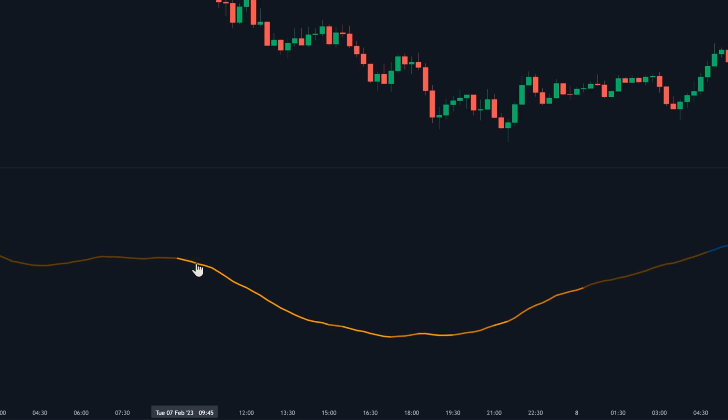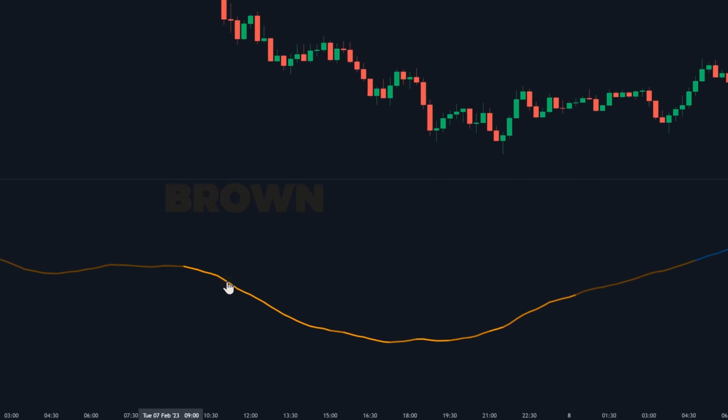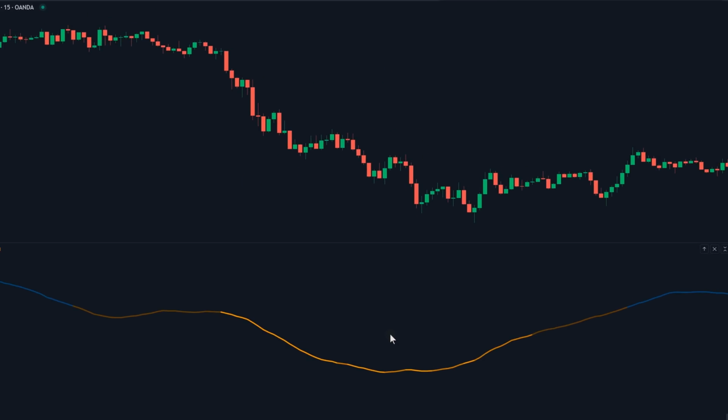Conversely, when the oscillator is colored brown, that indicates a long-term bearish trend. When it's colored bright brown like here, that indicates that the strength of the bearish trend is increasing.